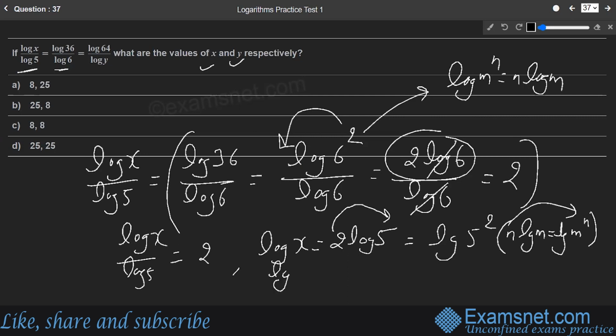So clearly we are getting log x is equal to log of 25. So these two logs have to be the same. So clearly x is equal to 25. So the first value has come out, the x value is 25.